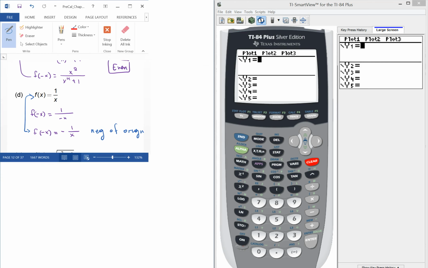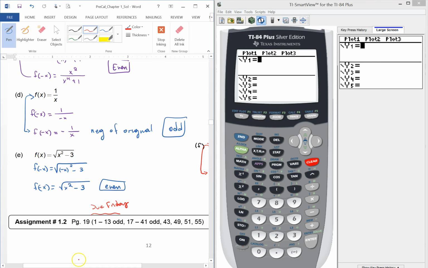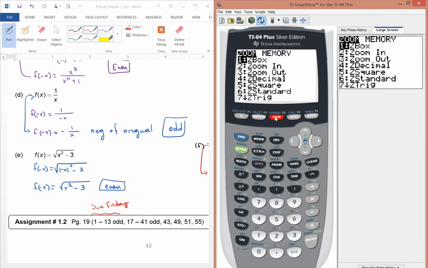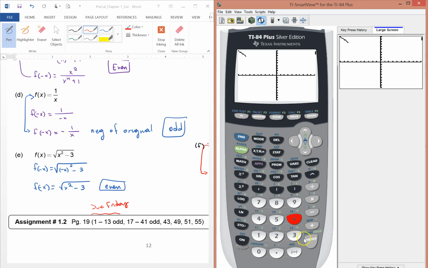So what do we have here? We have the square root of x squared minus 3. All right, whenever I'm in a graph, I don't know what my previous windows were. I instinctively just press zoom, and the sixth option is the standard zoom. So it gives you the standard viewing window. Zoom 6 gives you this.